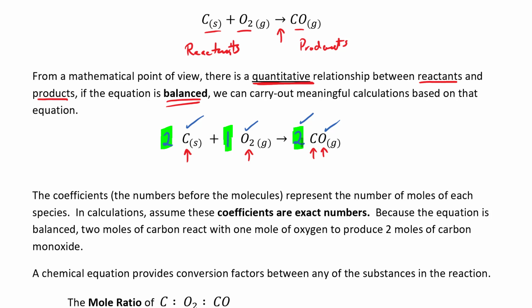2 atoms of carbon react with 1 molecule of oxygen gas to create 2 molecules of carbon monoxide. Those are exact values. I could also say 2 dozen carbon atoms react with 1 dozen oxygen molecules to create 2 dozen carbon monoxide molecules. I could take it one step further. I can say 2 moles of carbon react with 1 mole of the oxygen molecule to create 2 moles of carbon monoxide. So this is where the term mole comes into play. Again, these coefficients are exact numbers. So when calculating significant digits, they are not taken into account.